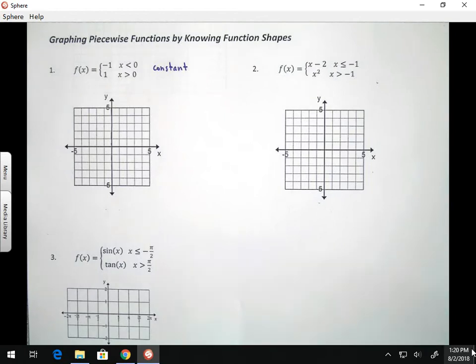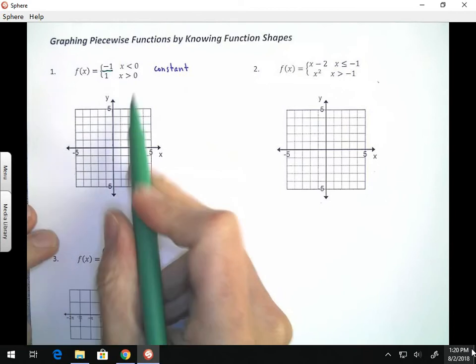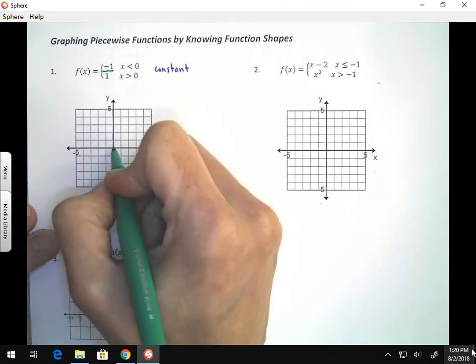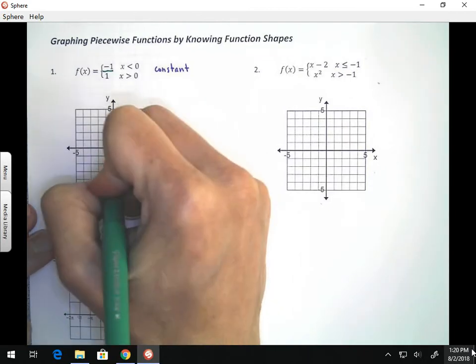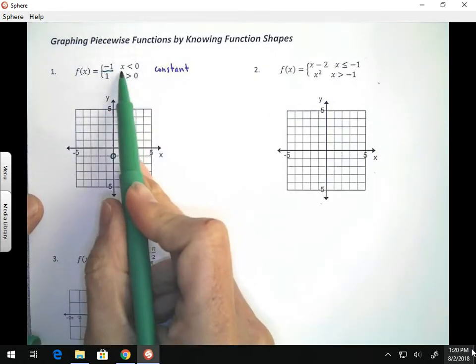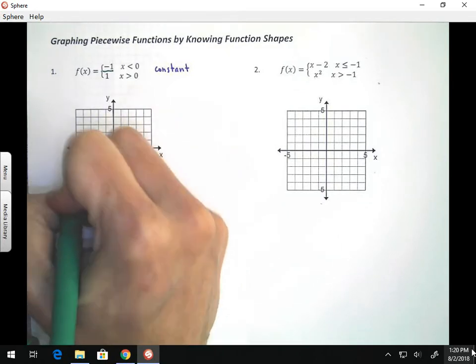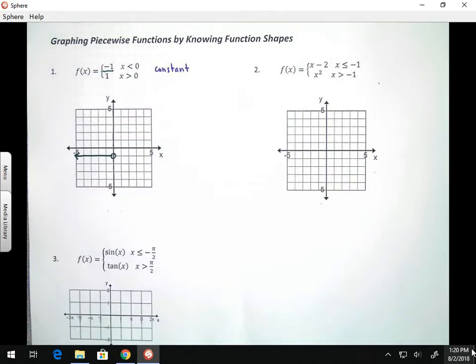So for my first one, I have -1 when x is less than 0. So at 0, I know I'm going to have an open circle at -1. And no matter what x is for less than 0, my function value is always going to be -1. So I'm going to have a horizontal line.